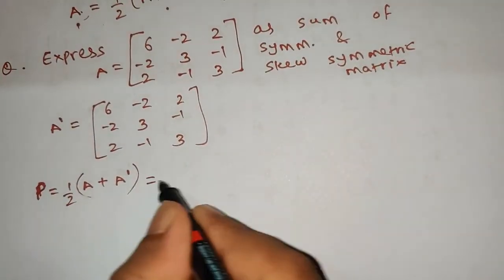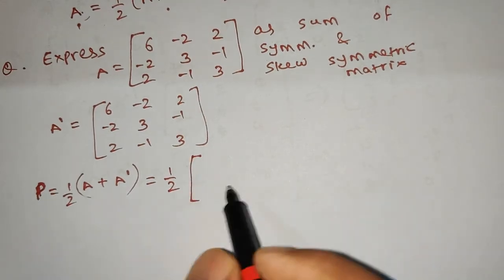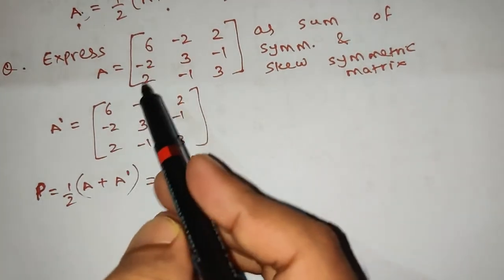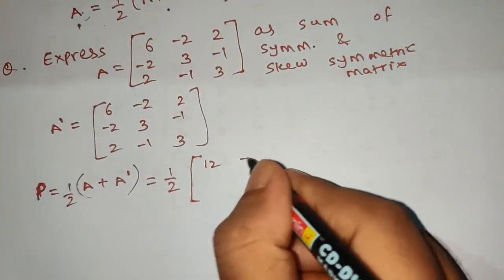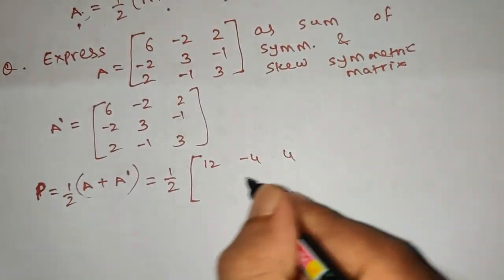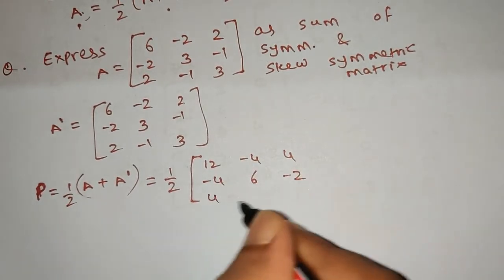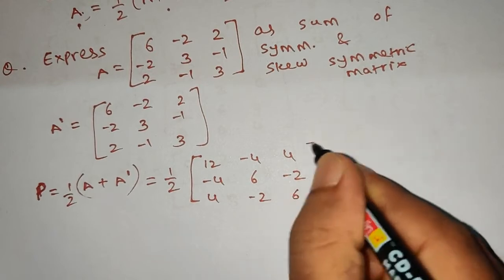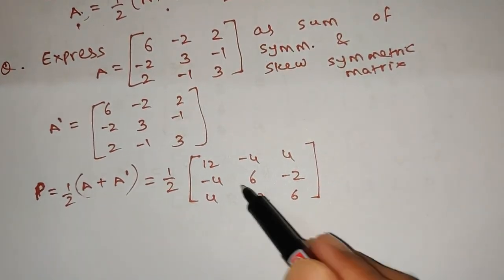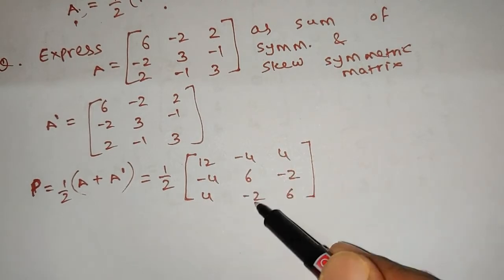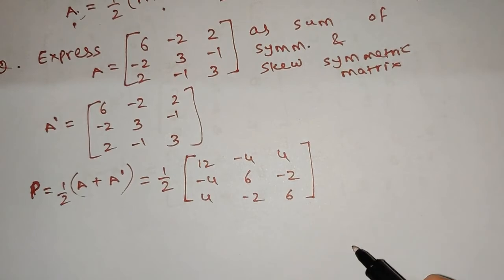How to find A plus A transpose? It's basically again a 3 cross 3 matrix, and we have to add these two matrices. So 6 plus 6 is 12, minus 2 plus minus 2 is minus 4, 2 plus 2 is 4, minus 4, 6 minus 2, 4, minus 2, and 6 again. Since you already know that the minus 4s and 4s mirror each other, and the diagonal elements can be anything, this is a symmetric matrix.